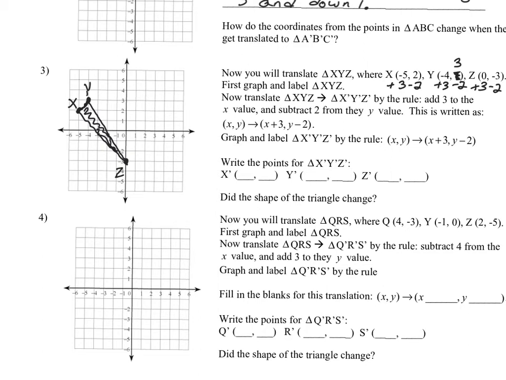-5 plus 3 is -2, and 2 minus 2 is 0. So that new point should end up at -2, 0. Y prime, -4 plus 3 is -1, and 3 minus 2 is 1. Point Z prime, 0 plus 3 is 3, and -3 minus 2 is -5. Okay, so now I can plot those points.